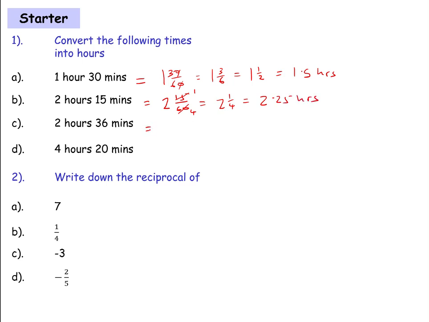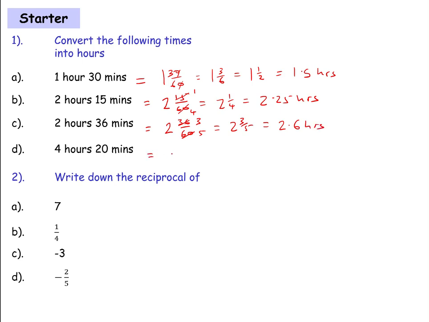On to number 3, same thing, so it's 2 hours and then 36 minutes, so 36 divided by 60. Now I'm looking for something that goes into the top and bottom, the same number, but the biggest number. One I can think of is 12. Hopefully you thought of that. 12 goes into 36 3 times, and 12 goes into 60 5 times. So that leaves me with 2 3/5. Now 3/5 is 0.6, so it'll be 2.6 hours.